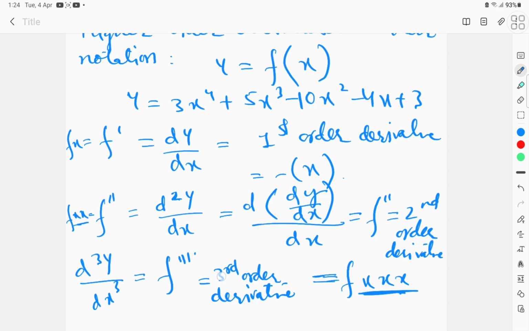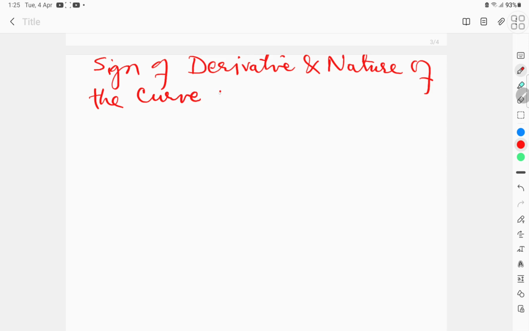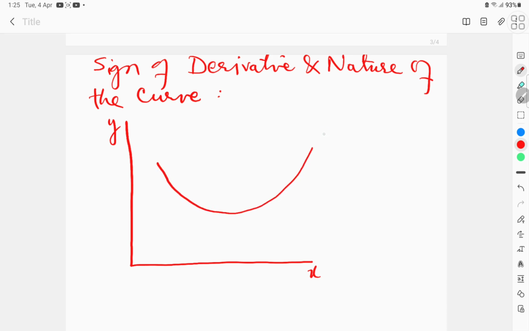Now move to the sign of derivative and the nature of the curve. Suppose we have a curve. This is the y-axis, this is the x-axis, and this is our average cost curve. Here we have a minimum point, that is the minimum, lowest cost output. At this output the cost is lowest. So this is our average cost here on the y-axis.